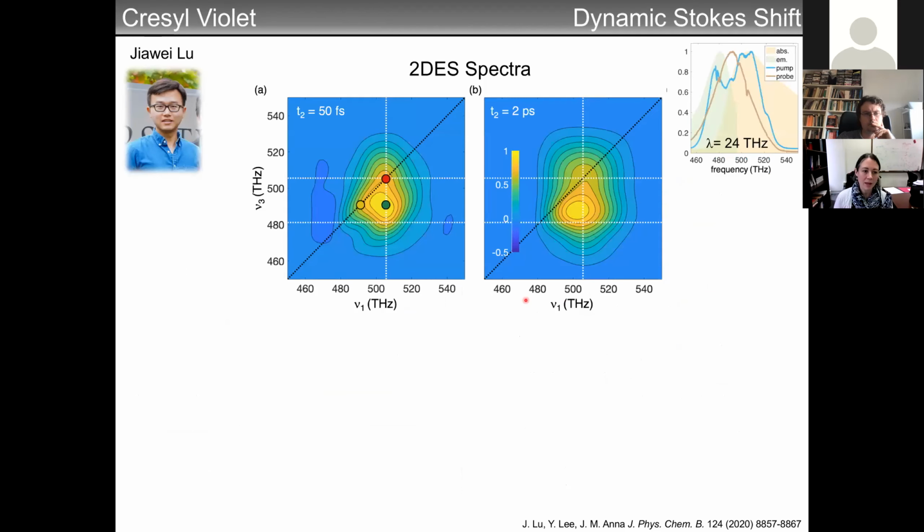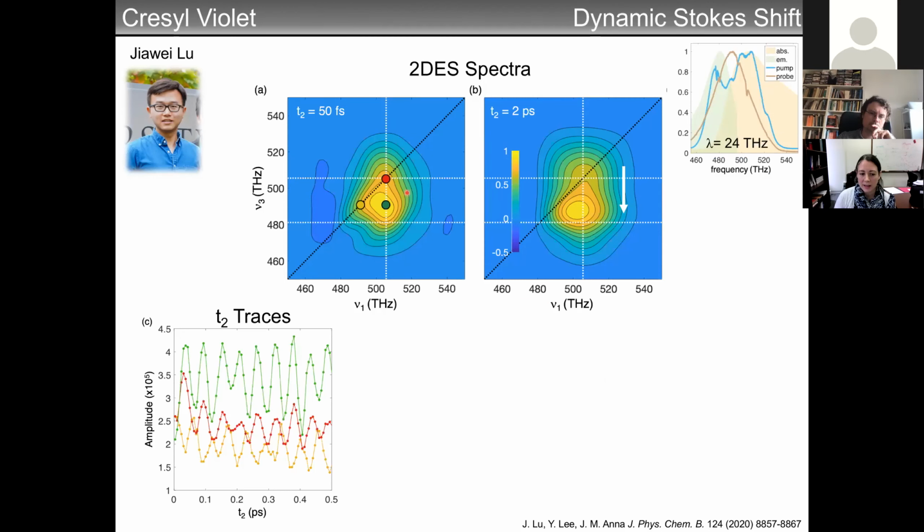Okay, so this is work done by graduate student Xiaowei Liu. And so here are the 2D spectra of crystal violet now, at longer waiting times. I guess it's key that we tuned our incoming laser pulses, so we're probing both the ground state bleach and stimulated emission. That's key. At later waiting times, we see this elongation along the diagonal, and that's the dynamic Stokes shift. In addition, with crystal violet, we see these really strong oscillatory components. Here I'm plotting the amplitude at these 3 different coordinates, and they're color-coded. And so we see these oscillations.